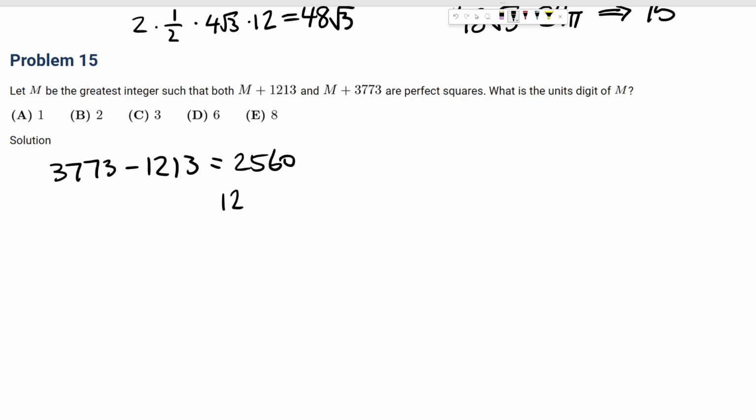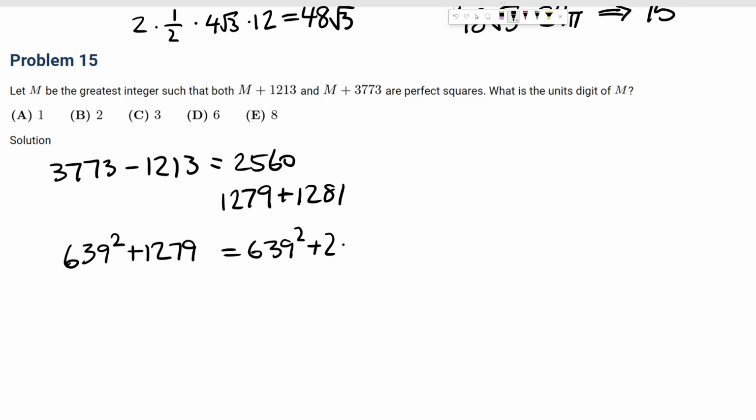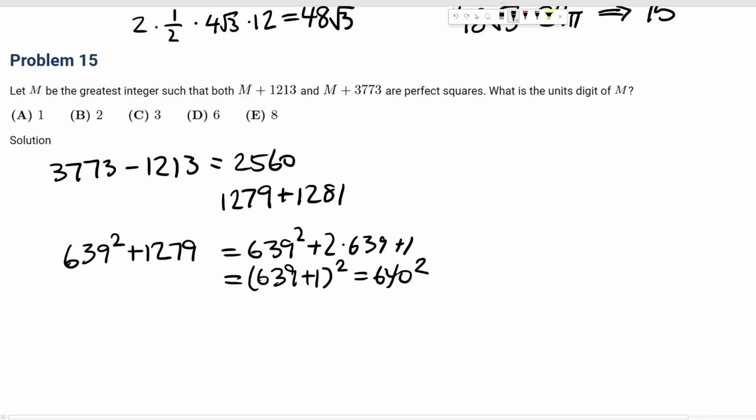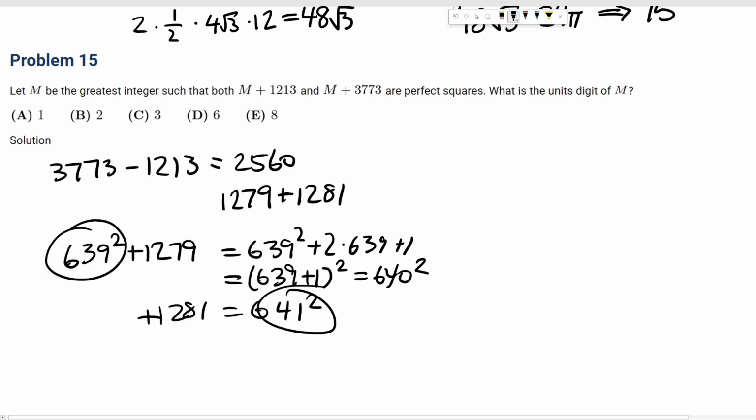Then we can rewrite 2560 as 1279 plus 1281. And now we can see that if we take 639 squared plus 1279, this is equal to 639 squared plus 2 times 639 plus 1. This is just 639 plus 1 squared equals 640 squared. And now if we add 1281, we get 641 squared. So that means that our two numbers are 639 squared and 641 squared.